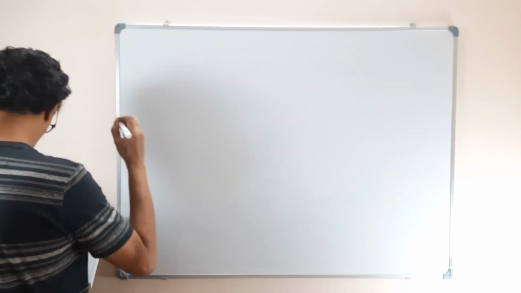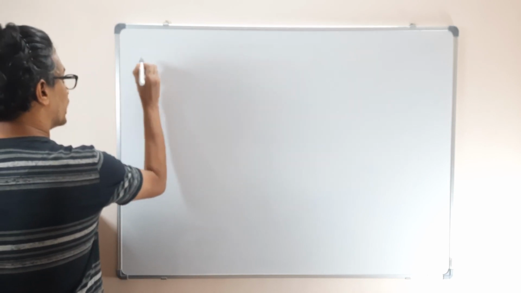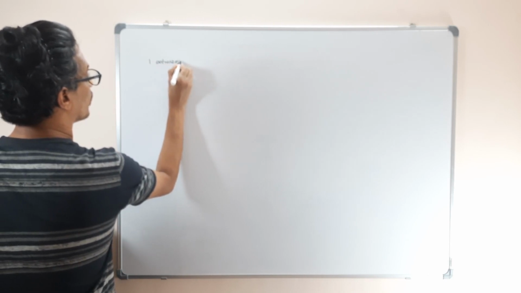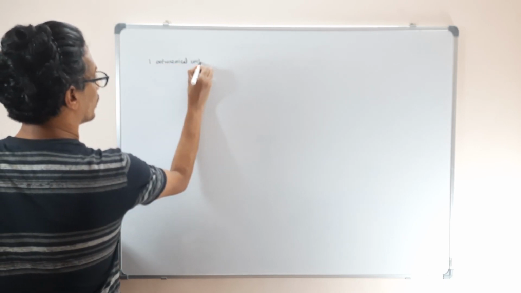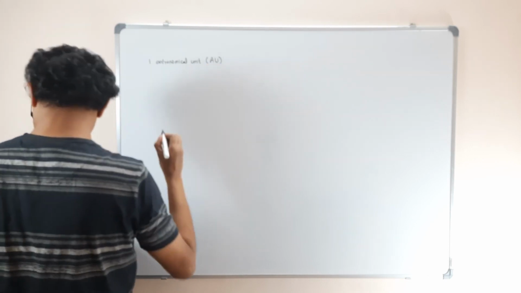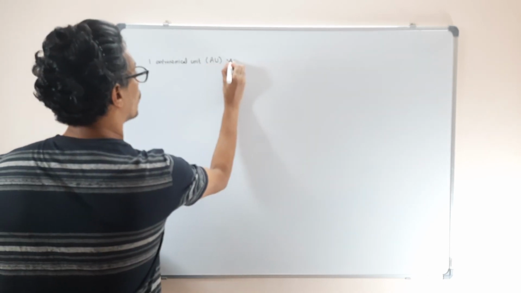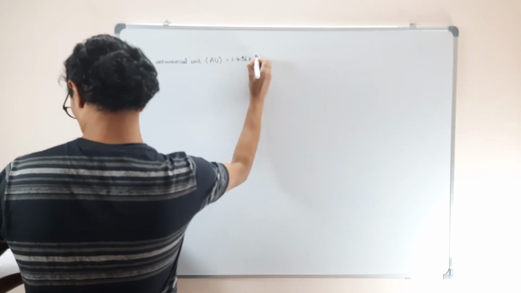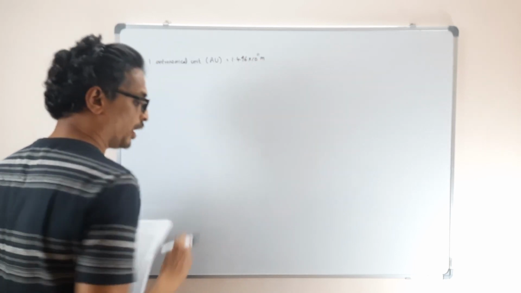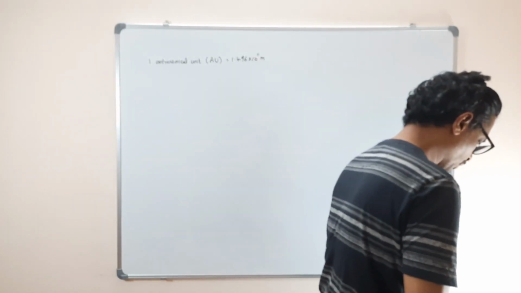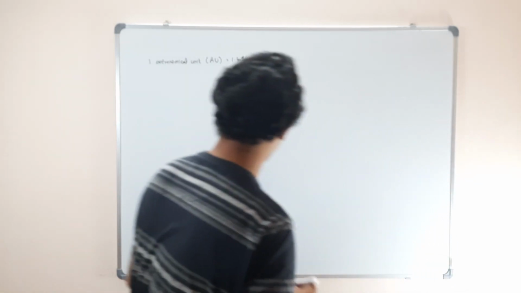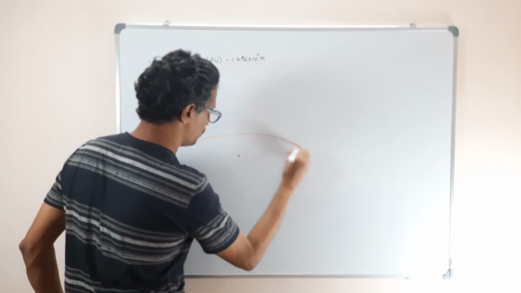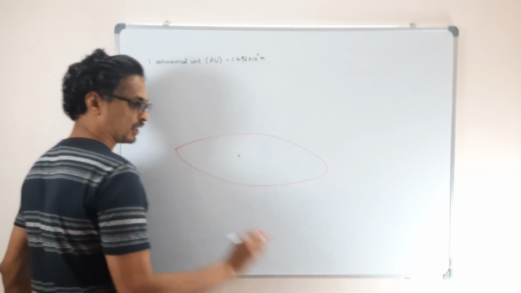One important unit is, as the name itself says, one astronomical unit. The symbol is AU. Okay, and this is 1.496 into 10 to the power of 11 meter. So what is this unit? Suppose you have the sun, and suppose you assume the orbit of the earth around the sun.